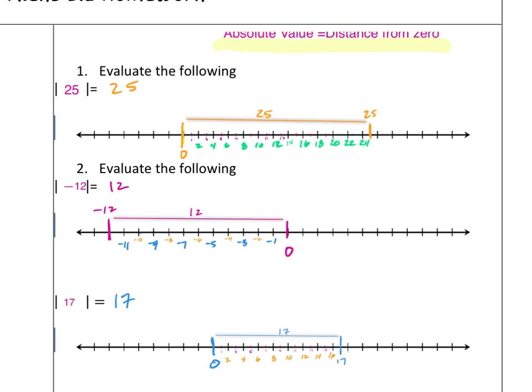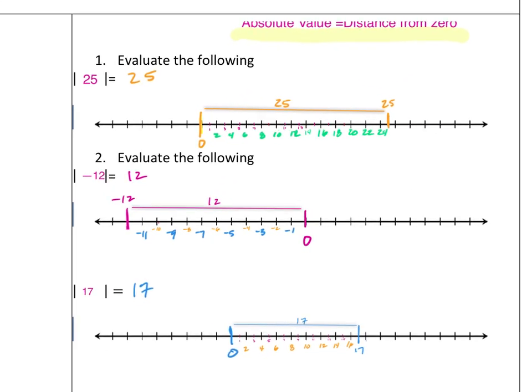All right, so if you look at these, I've drawn the number lines to help you understand it. The absolute value of 25 is 25. The absolute value of negative 12 is 12. And the absolute value of 17 is 17.